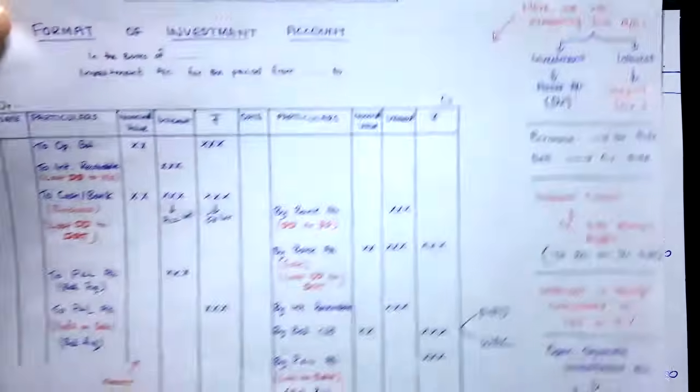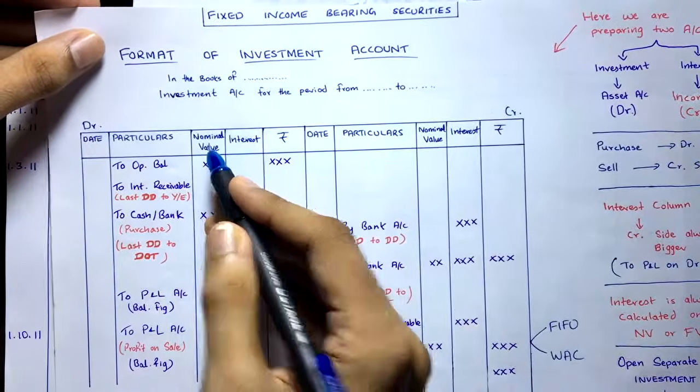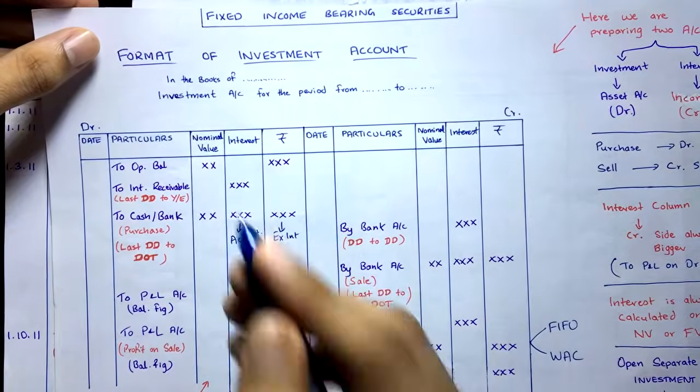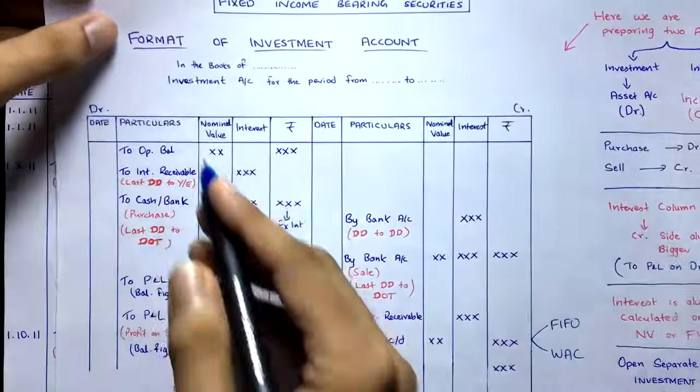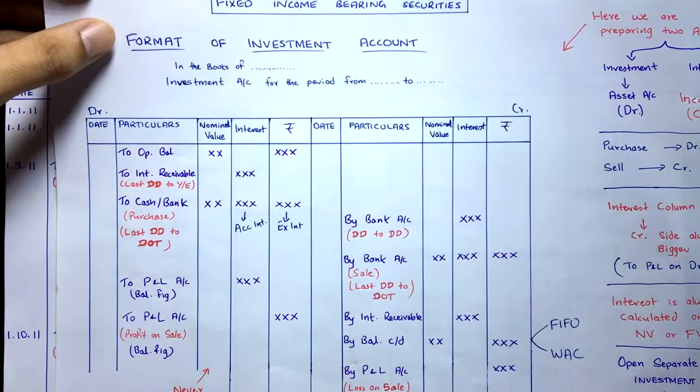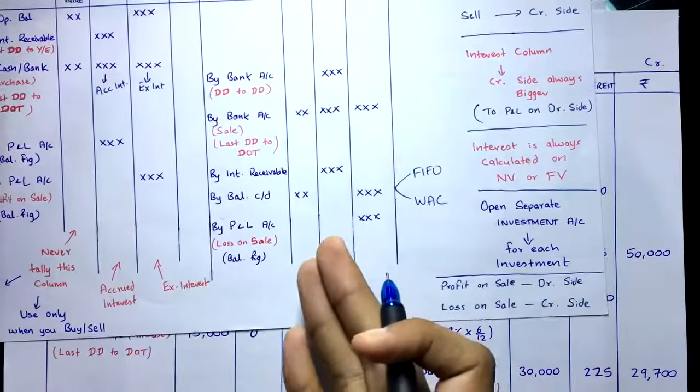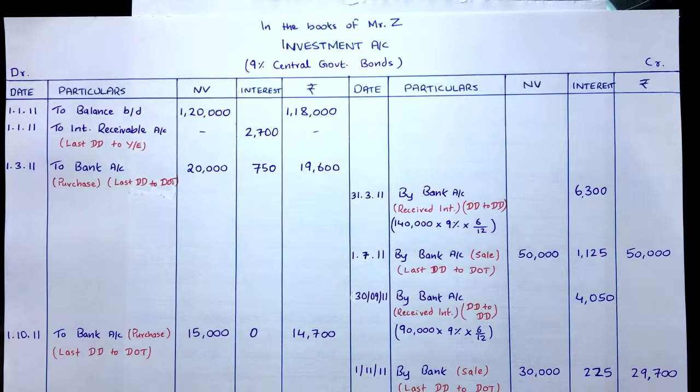So here we are preparing two accounts, and this nominal value column is just for convenience, okay? Because we always calculate interest on the face value, the nominal value. So that's why we have this nominal value column just for convenience, and the valuation also at the last to calculate the closing stock, right?